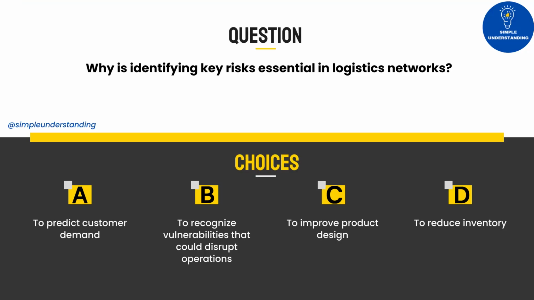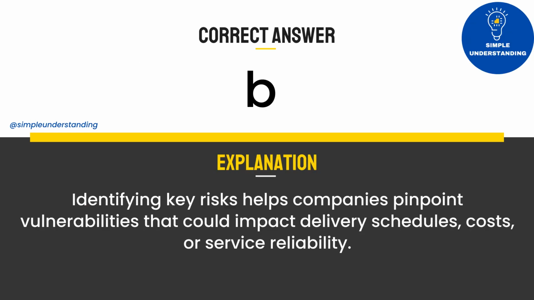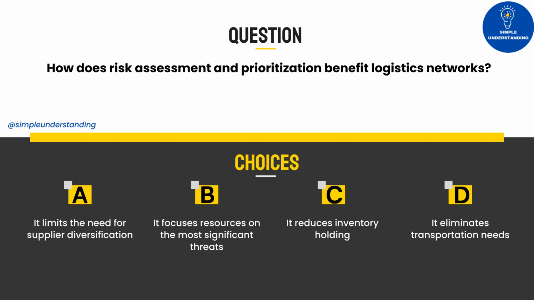1. Why is identifying key risks essential in logistics networks? A. To predict customer demand. B. To recognize vulnerabilities that could disrupt operations. C. To improve product design. D. To reduce inventory. Correct answer, B. Explanation. Identifying key risks helps companies pinpoint vulnerabilities that could impact delivery schedules, costs, or service reliability.